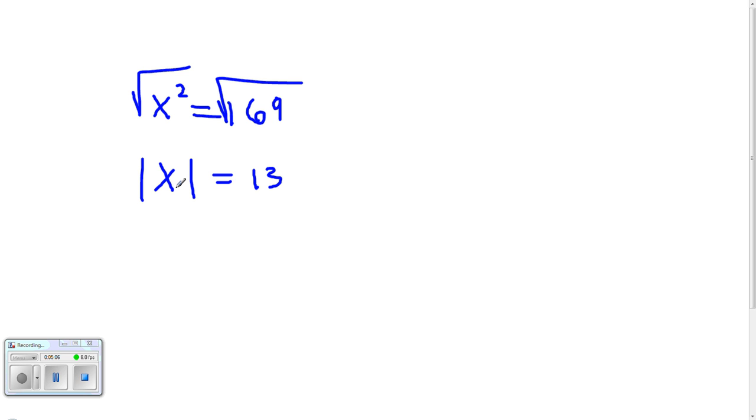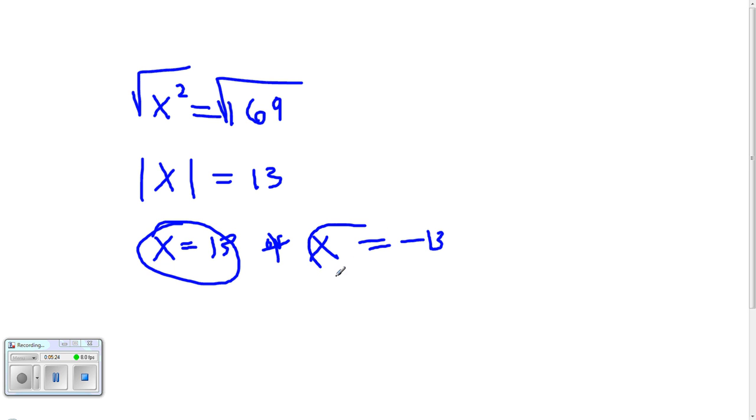So I'm almost done, but now I just got to use what I know about absolute values to say x has to be 13, and, I should actually say and, x has to be negative 13. Both 13 and negative 13 will work. So there's my two answers, 13 and negative 13. So on this kind, you don't need to factor them. You just take the square root of both sides once the variable's over on one side all by itself.